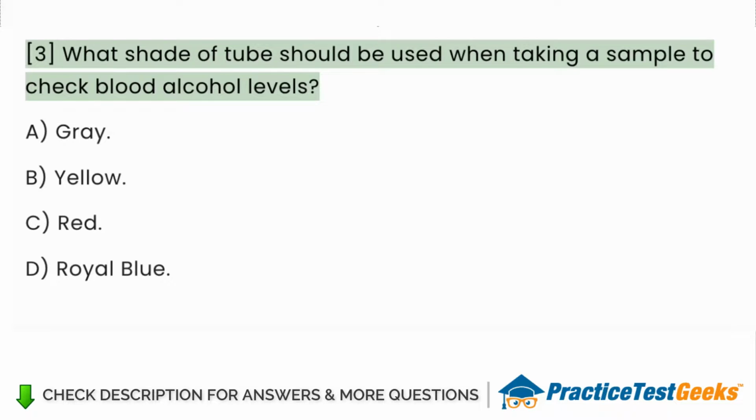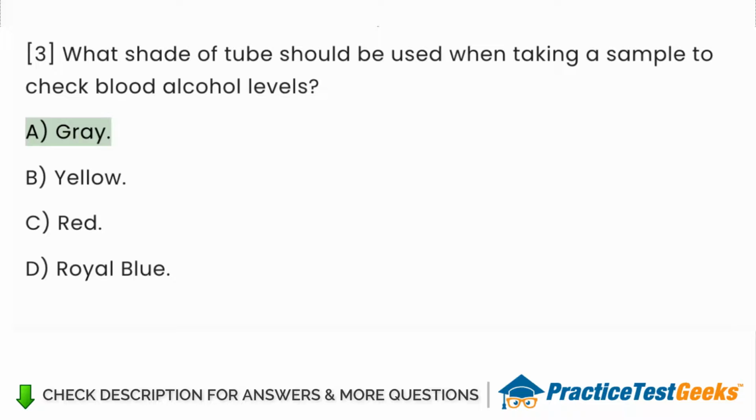What shade of tube should be used when taking a sample to check blood alcohol levels? A. Gray. B. Yellow. C. Red. D. Royal blue.